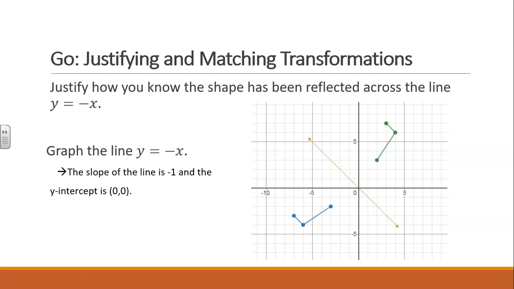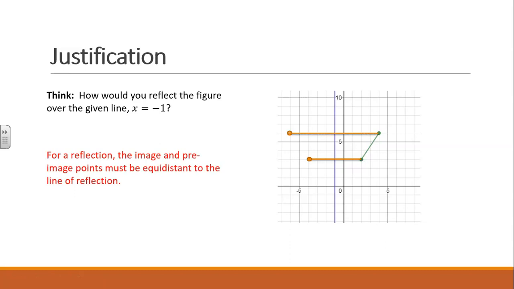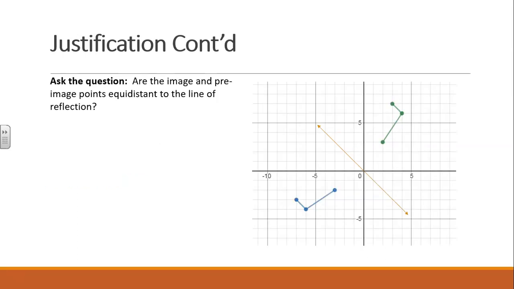Now let's think about reflections. Let's think about an easier problem. How would you reflect the figure over the given line x equals -1? I'd make sure the point that I'm graphing is the same distance away from the line of reflection as the original point. I'd do the same for both. So for reflection, remember the image and pre-image points must be equidistant to the line of reflection.